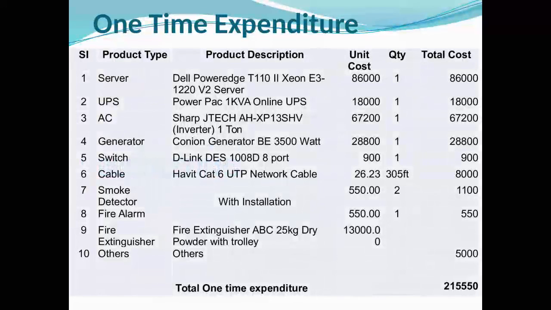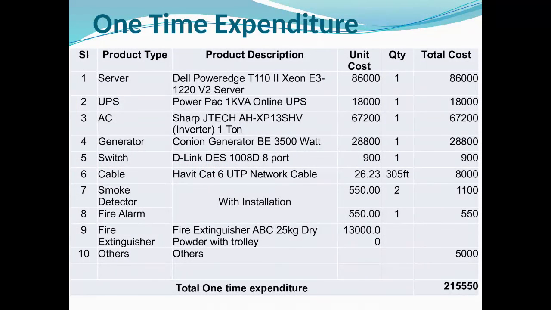For the one-time expenditure, we have chosen the server of Dell. The model is Dell PowerEdge T110. It has a capacity of 2 TB, and according to Ryan's Computer, the price is 86,000 taka. Since we are highly dependent on the generator, we have purchased an online UPS to make sure of a static current supply. The cost is around 18,000 taka according to Ryan's Computer.